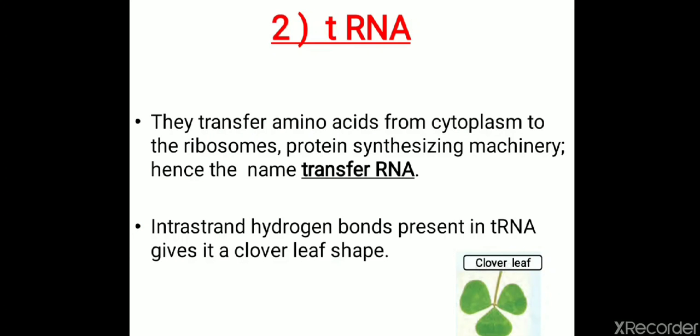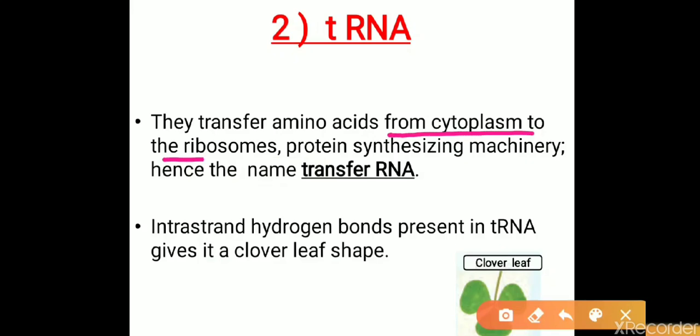Coming to the second type of RNA, that is known as transfer RNA or tRNA. They transfer amino acid from cytoplasm to the ribosome. So amino acids are present within the cytoplasm, but protein biosynthesis takes place in ribosome. So this tRNA helps in the transport of this amino acid from cytoplasm to the ribosome. That's why they are known as transfer RNA or tRNA.